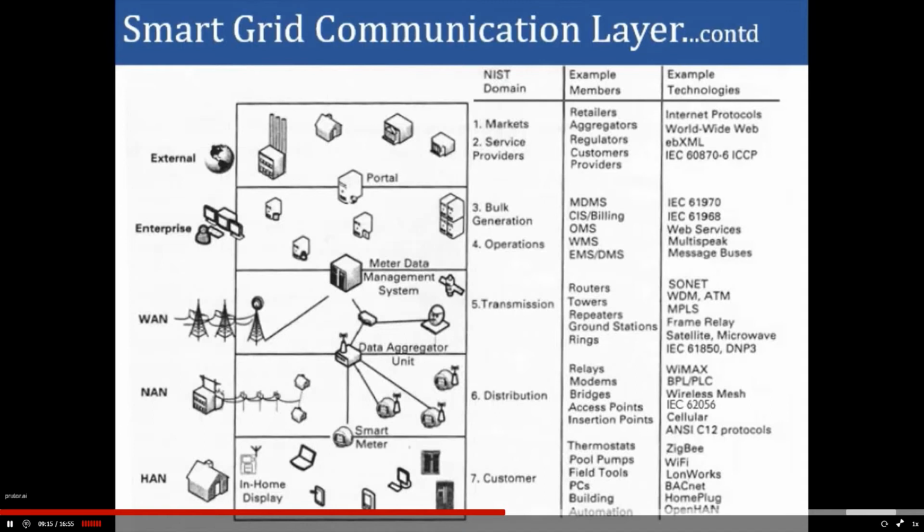We have WiMAX, broadband over power line or power line carrier communication, wireless mesh, and IEC 62056. This we will discuss in detail when we talk about smart meter data communication. IEC 62056 is also called the DLMS/COSEM protocol for smart meter data communication. Out of the technologies listed here, we will mainly discuss IEC 62056 and power line carrier communication.